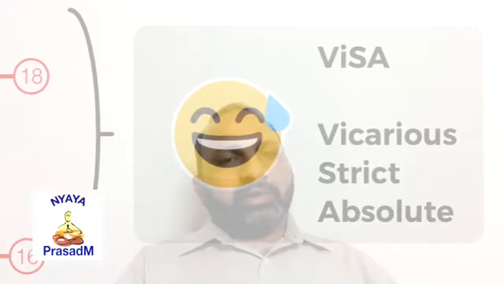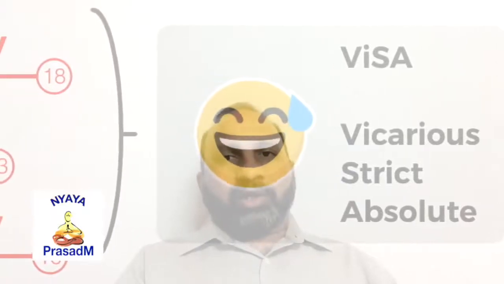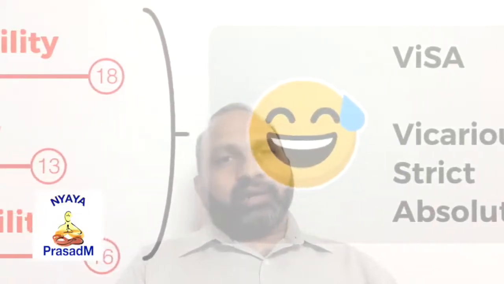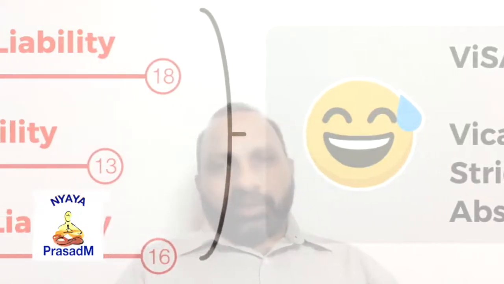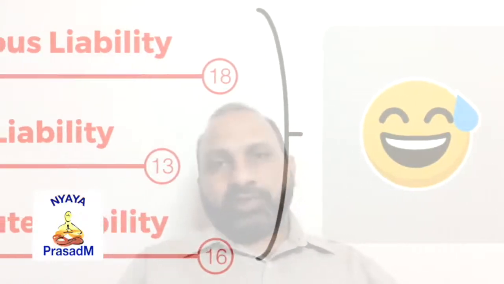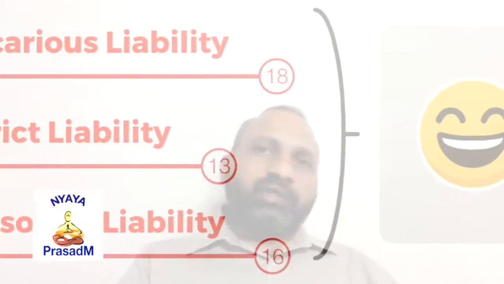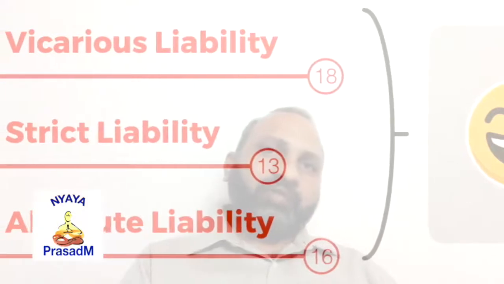The very first type of liability is civil in nature. We are not going to talk about criminal liabilities in this session, so let us limit ourselves to civil liabilities. Under civil liabilities, primarily there are three liabilities that we'll be talking about. They are vicarious liability, for which the letters V and I stand for. The next letter is S, which stands for strict liability. And the next letter is A, which stands for absolute liability.